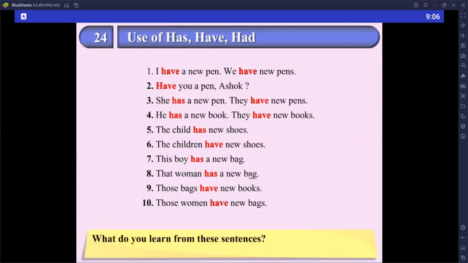What do you learn from these sentences? With I, we, you, children, women, etc., we use have. With he, she, this, that, child, woman, we use has. Has is used for one person or a thing only. Have is used with they, those, and more than one person or things. Example: women, bags, books, etc.